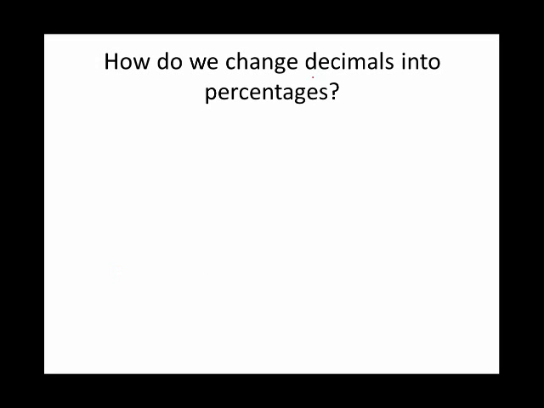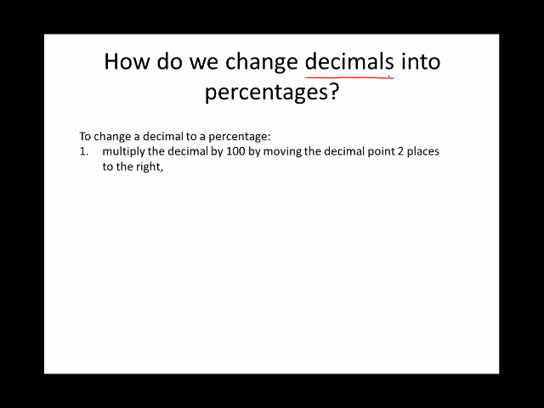Moving on, we'll now look and see how do we change decimals into percentages. The process is as follows. Firstly, we multiply the decimal by 100 by moving the decimal point 2 places to the right. We then write down the percentage sign. So let's look at an example.